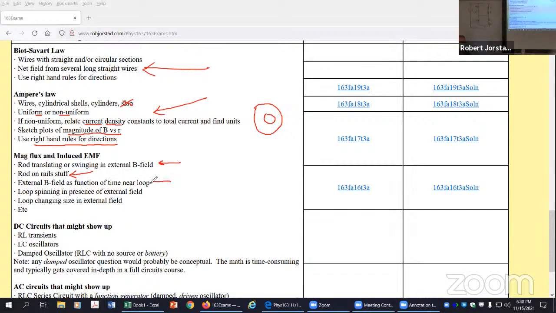Okay, B field is a function of time near a loop, or a loop spinning. Remember the omega NBA, all right, or a loop changing size. You could say, basically, you know that EMF is either B perpendicular L V, or the EMF was minus N d phi dt. You know what I'm saying? And d phi dt was usually B A cosine theta. You know what I'm saying?